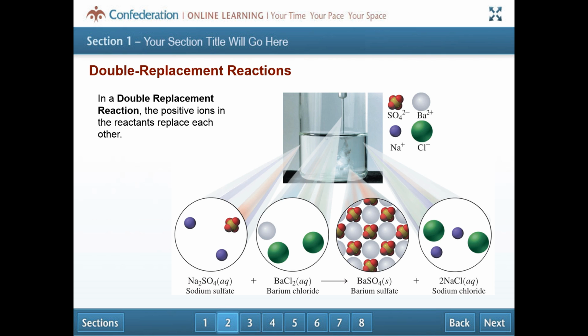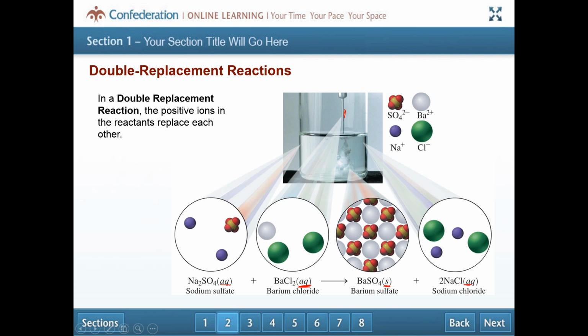we've got sodium sulfate and then barium chloride. This injector here is injecting some barium chloride into the sodium sulfate. Okay, so we've got basically two aqueous solutions. See the AQ there? That means we've got two solutions where there's a bunch of ions floating around. Then when these solutions come together, notice a solid forms here, and then we've got an aqueous solution.